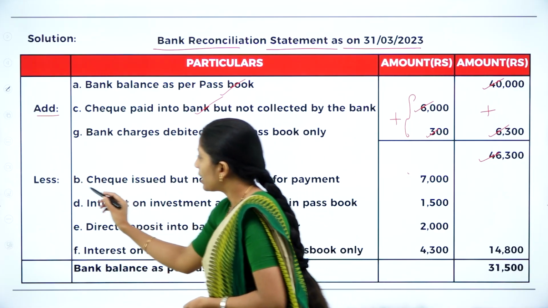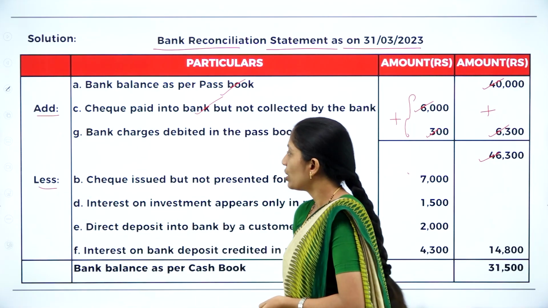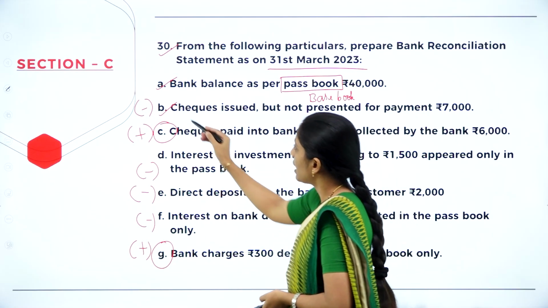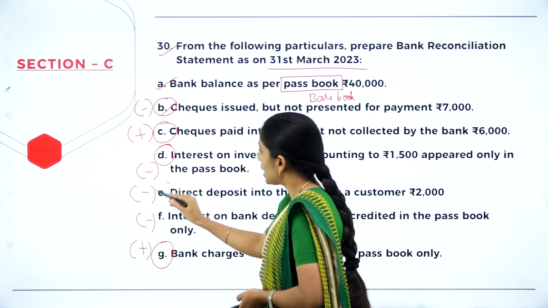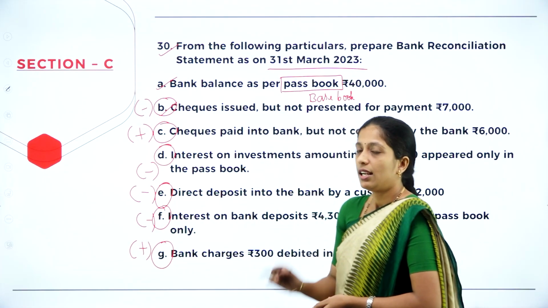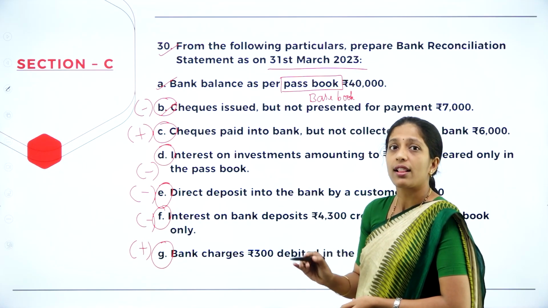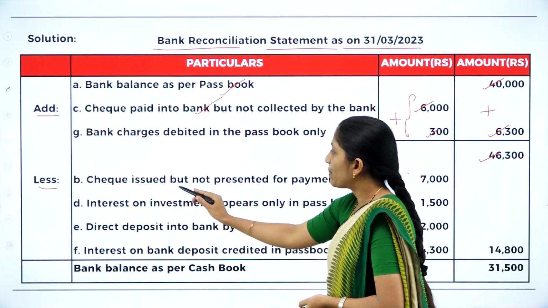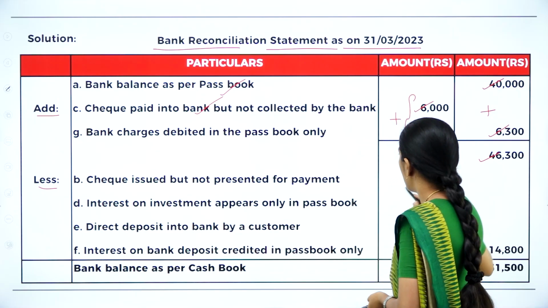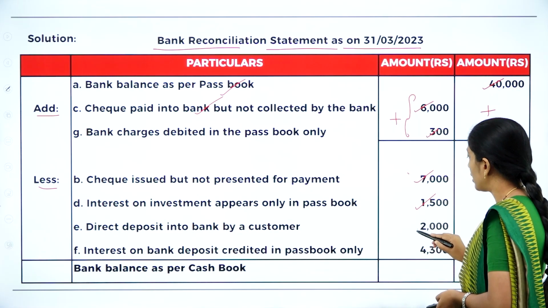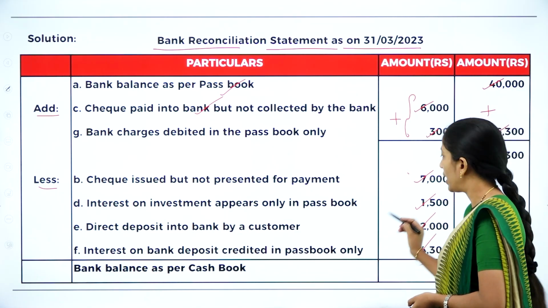Next what you will do, you will write the less items. You will write all the less items, that is B, D, E and F. Write the sentence as it is, write all the amount in the inner column. So B, D, E and F. So 7,000, 1,500, 2,000 and 4,500.